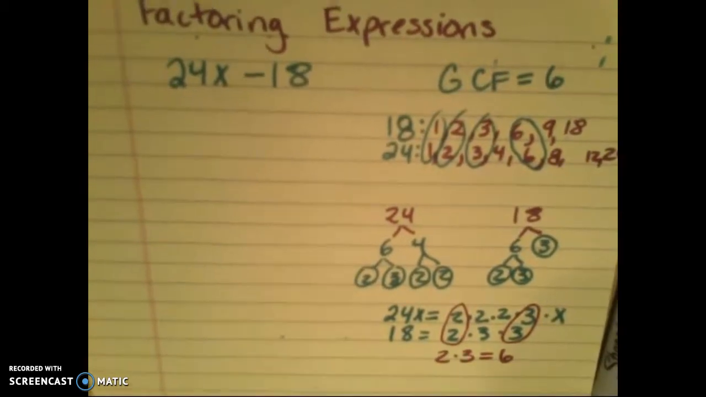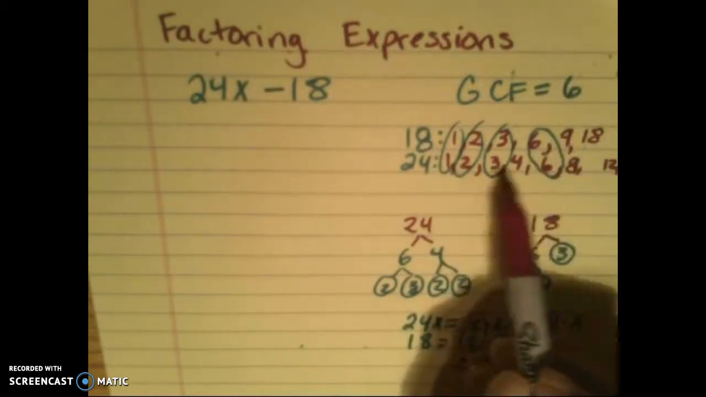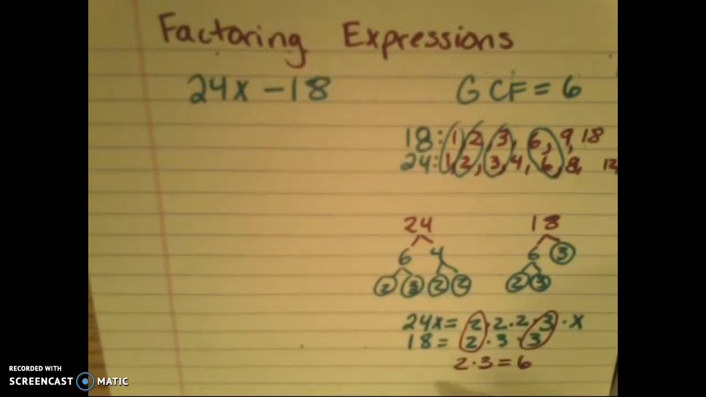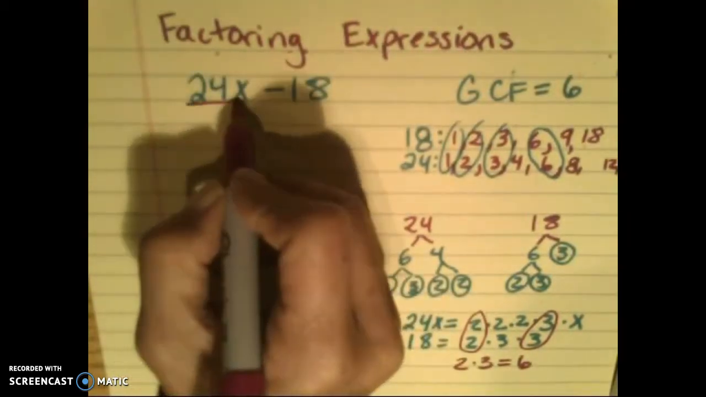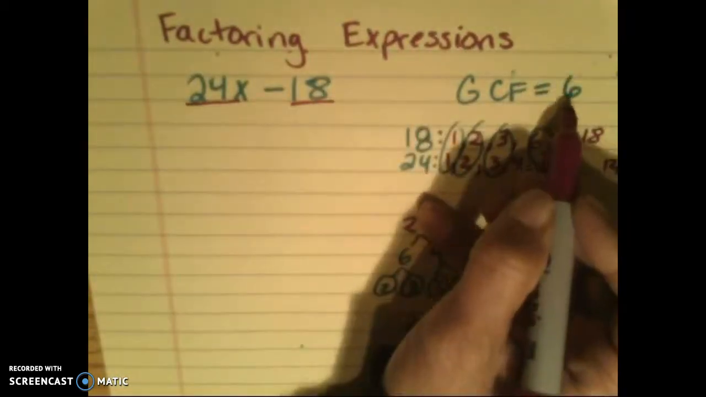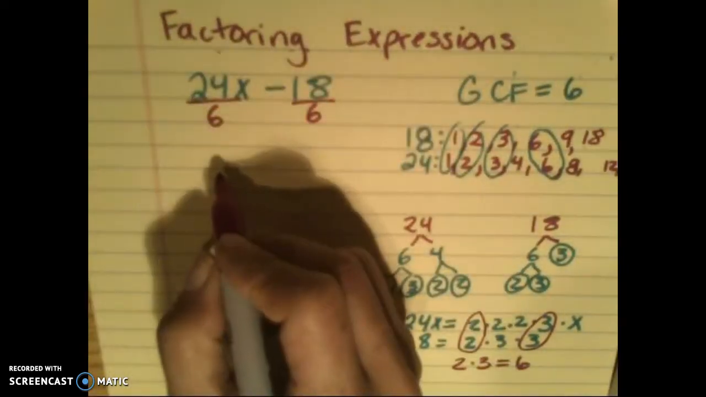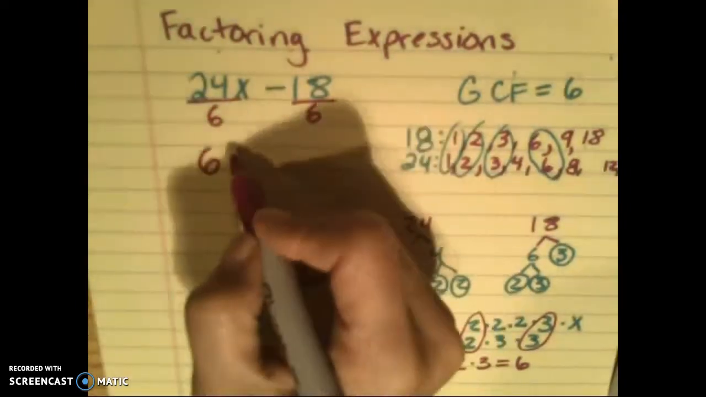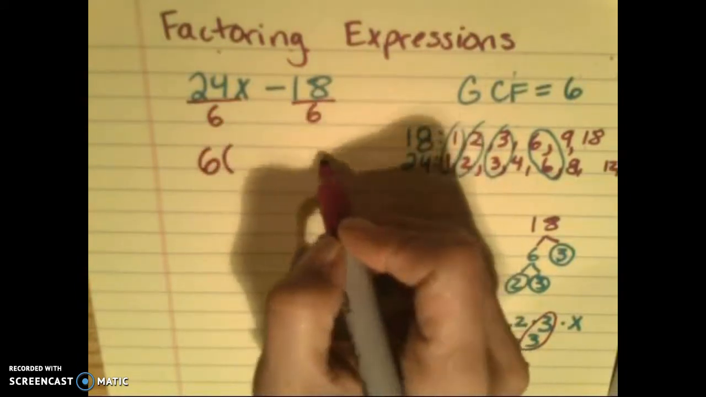Once you've found your greatest common factor, 6, whether you're doing factor rainbows, prime factorization, or mental math, the simplest way to approach this problem is to divide both of your terms by your greatest common factor. So I'm going to divide by 6, divide by 6. When I write my problem, my greatest common factor is going to come out of the parentheses, and in the parentheses is going to be my solution for these terms.